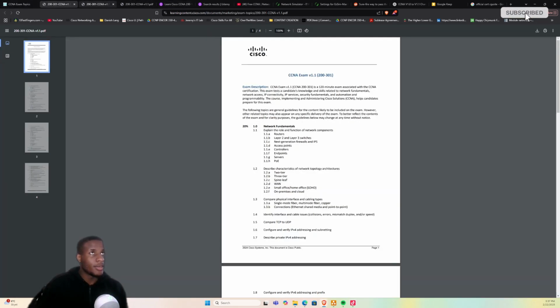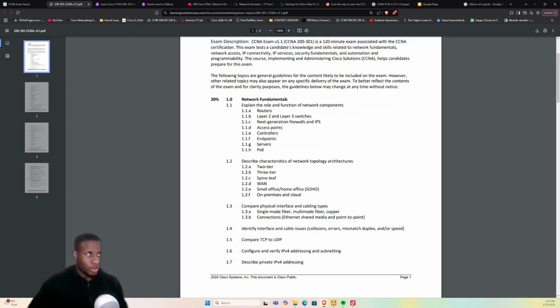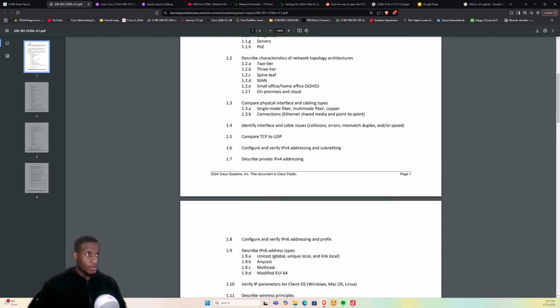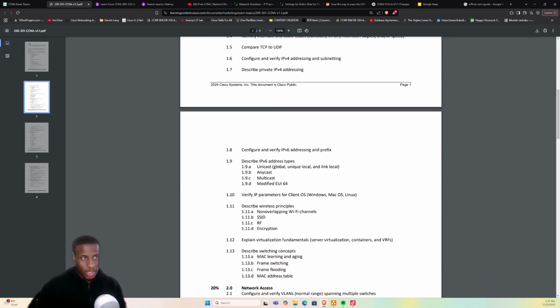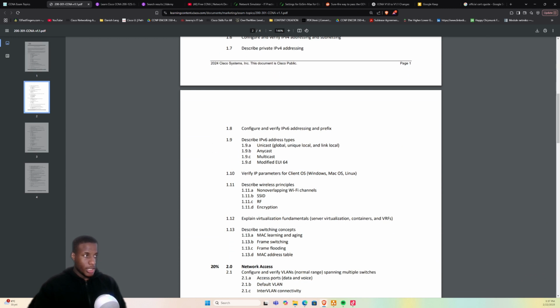I would personally advise you to print the blueprint out. The blueprint is your guide in general. You should have this with you and, one by one, check the items off of the exam.